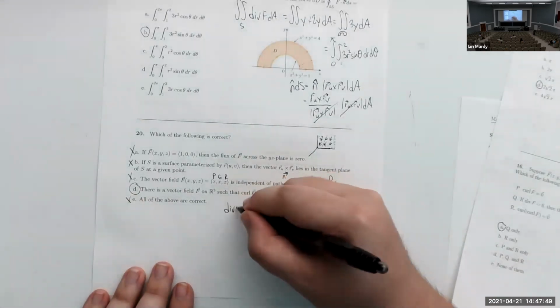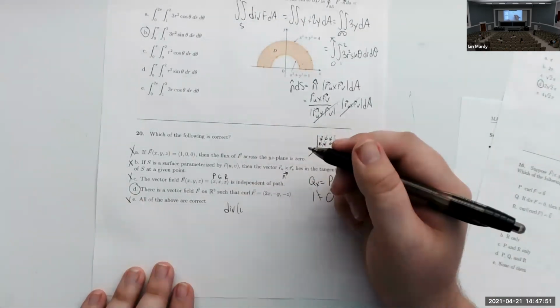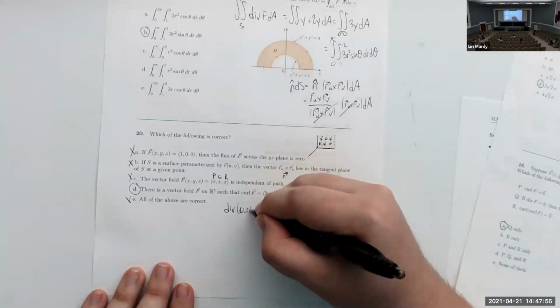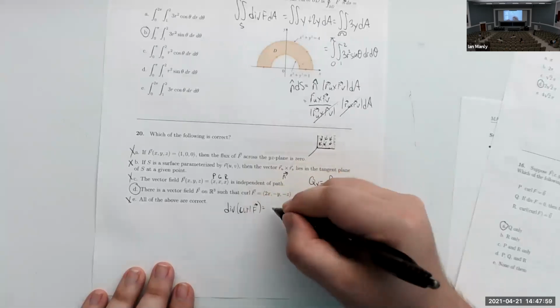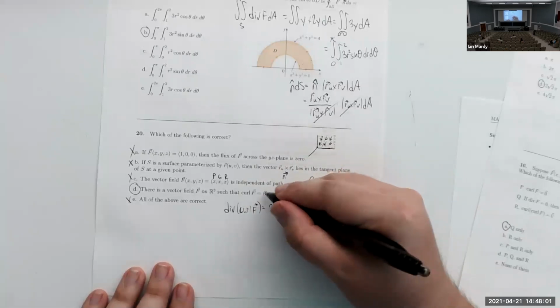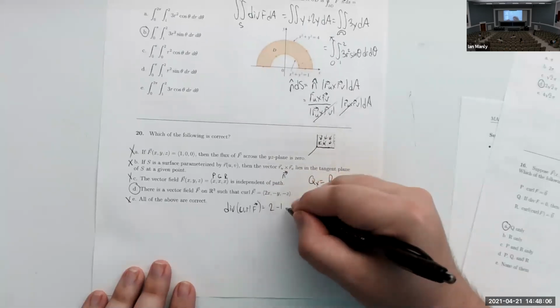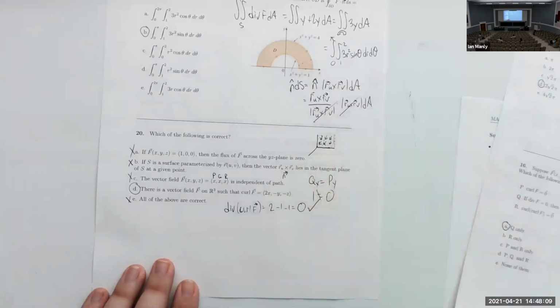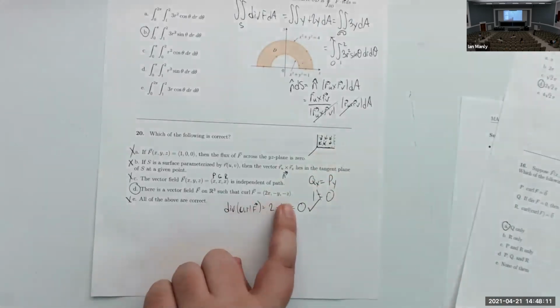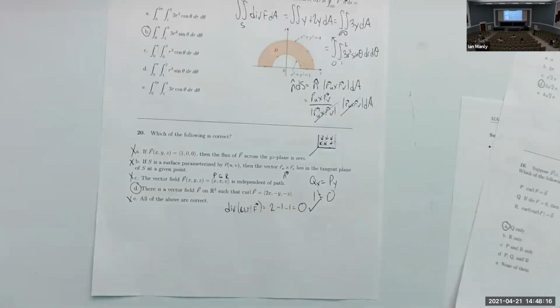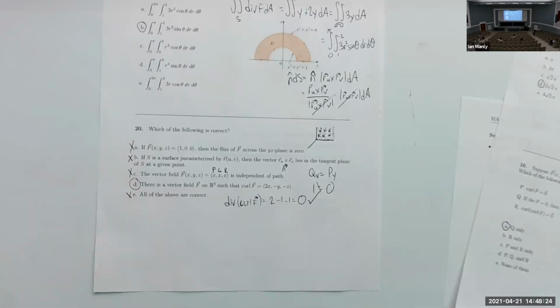So the divergence of the curl of F is going to be 2. The x derivative of this is 2, then minus 1. The y derivative of this is -1, and then minus 1. All right, so we do see that this could very well be a curl because the divergence of it ends up being 0. All right, so there we go. That's why this one's true and then this one's false, because at least one of these is false.